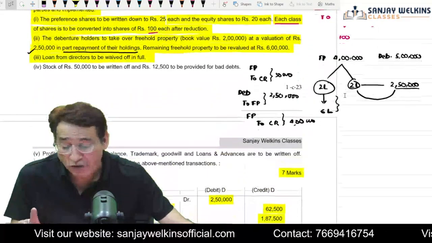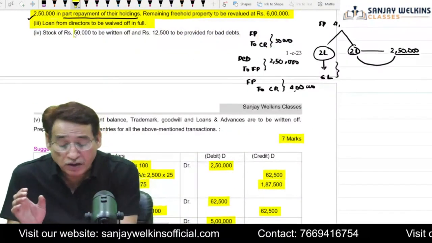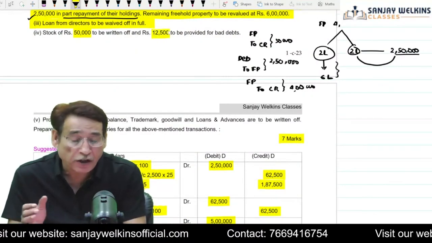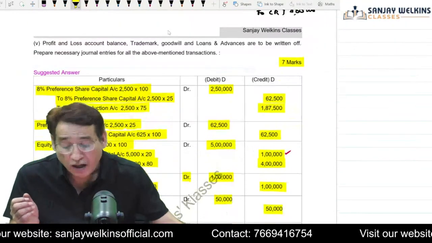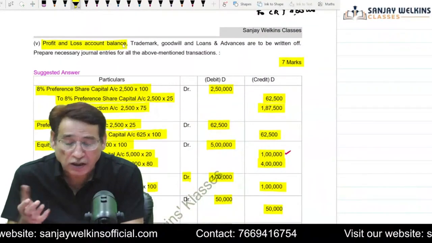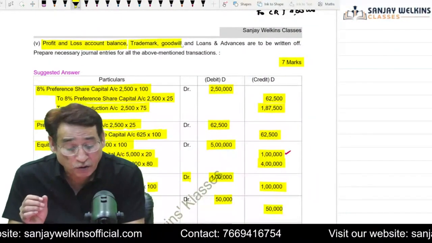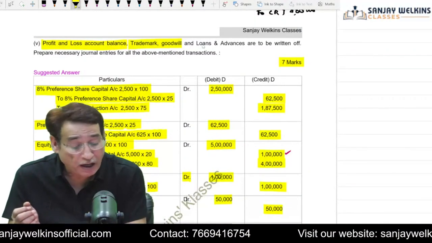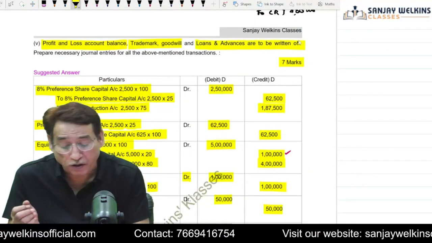Now, everything is over. After that, the question states that stock 50,000 needs to be written off, 12,500 to be provided for bad debts, and then the profit and loss account balance needs to be written off. Trademarks and goodwill are also to be written off. It is given in the question, we will write them off. And loans and advances are to be written off.